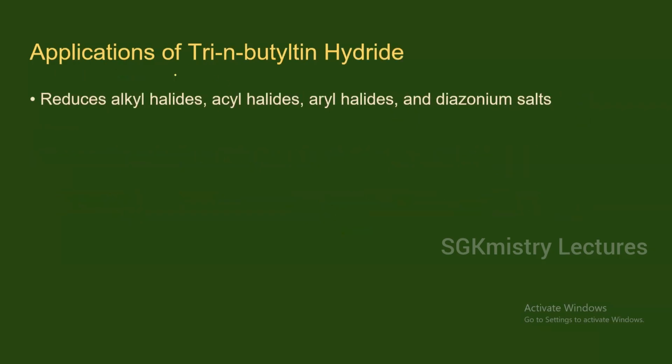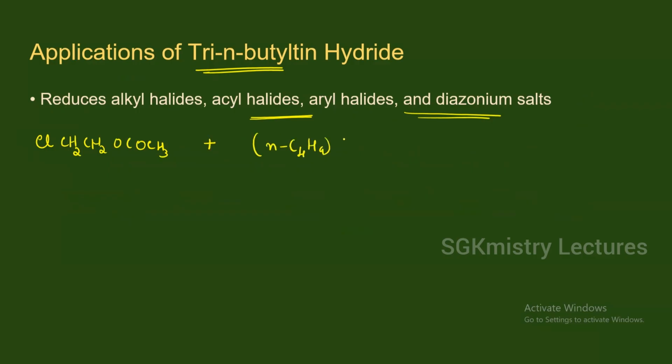Next, coming on to the applications of this particular reagent. This reagent can be used for alkyl halides, acyl halides, diazonium salts, aromatic halides. For all of these, reduction can be done by making use of this particular reagent. So let us take the example. Here, in the presence of tri-n-butyl tin hydride, alkyl halides can be reduced. Here there is an alkyl halide group, so it will be reduced to CH3.